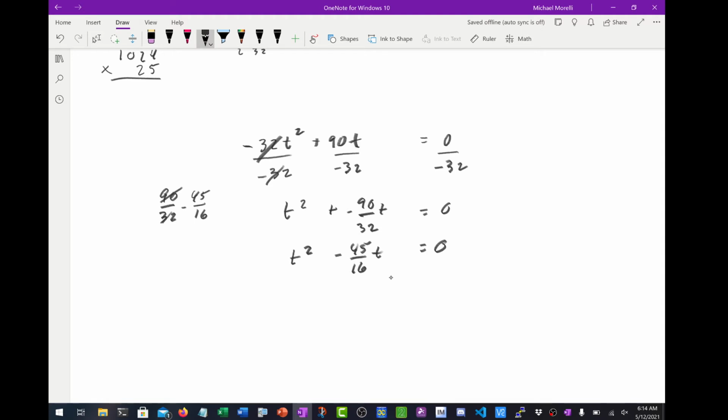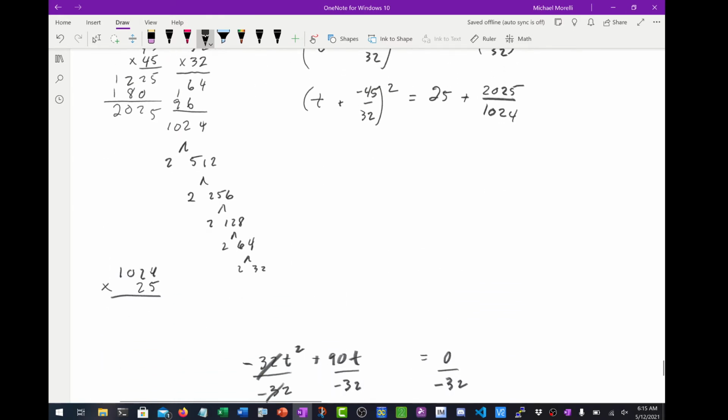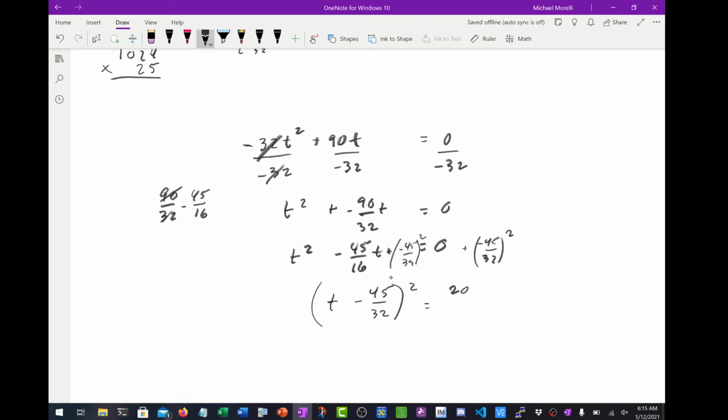So I'm going to remember, take half the middle coefficient, square it, and add it to both sides. So half the middle coefficient would be plus negative 45 over 32 squared, plus negative 45 over 32 squared. This is a perfect square trinomial, which I'll write as a perfect square binomial as t minus 45 over 32, the whole thing squared, equals, and this was 2025 over 1024.